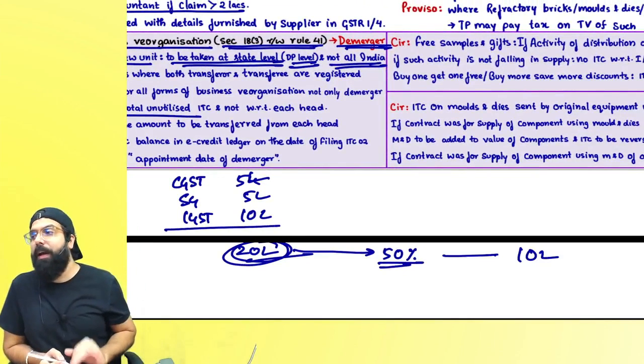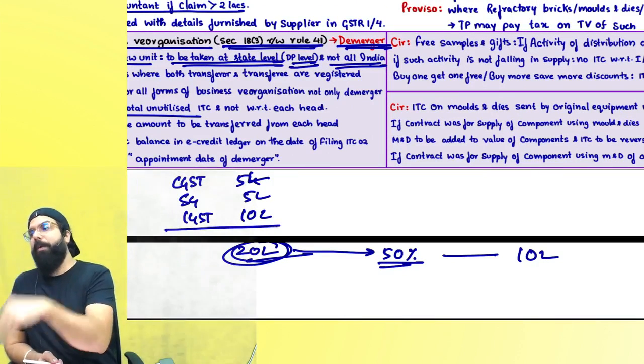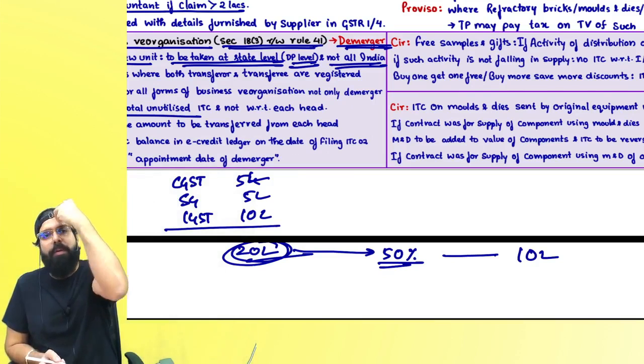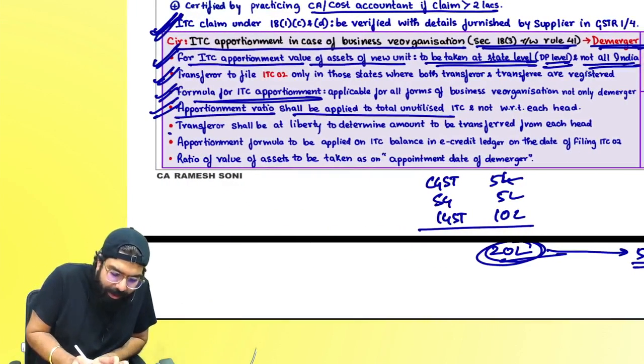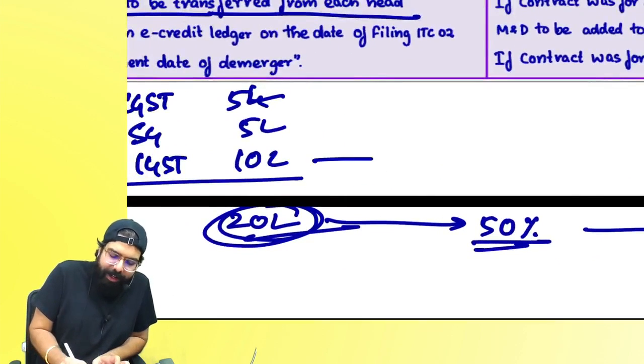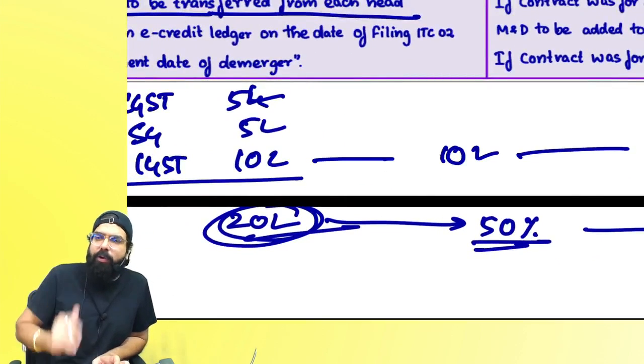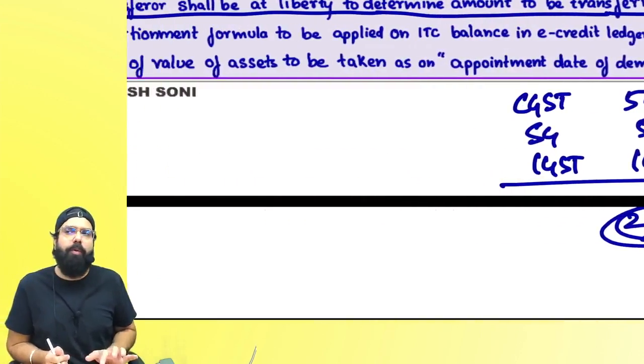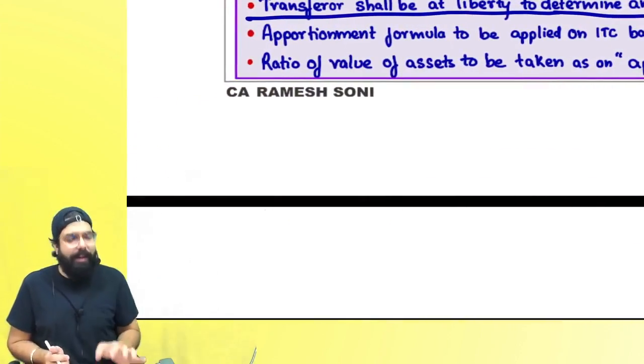Now people asked, this 10 lakh should be from which head? The government said it is your wish; you can transfer from whichever head you want. They are saying the transferor shall be at liberty to determine the amount to be transferred from each head. If you want from IGST, give IGST only, total 10 lakh, no problem at all. Whichever head you want, you can transfer from that head.